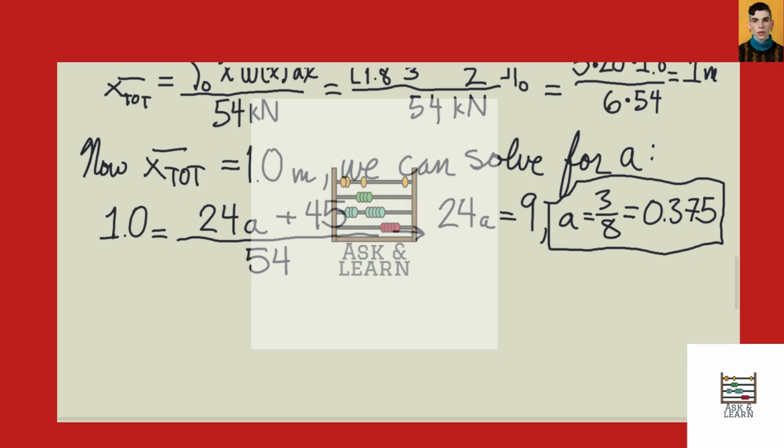Doing that, we have 1.0 meters. In the numerator, the product of 24A plus 45, that sum divided by 54 gives us 24A equals 9, and we can solve for A, which is 3/8 or 0.375. And that is the answer to part A of this problem.